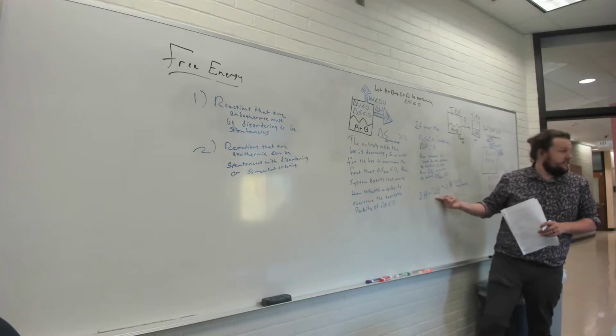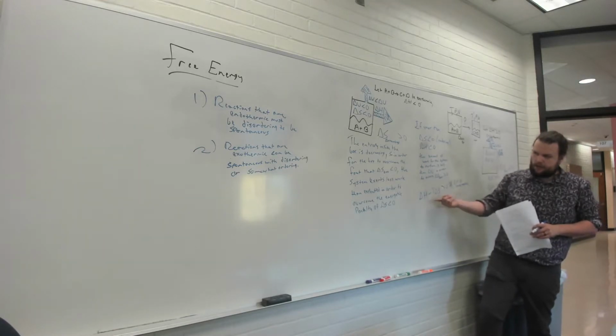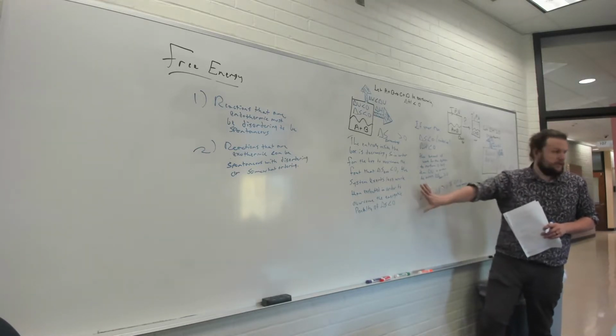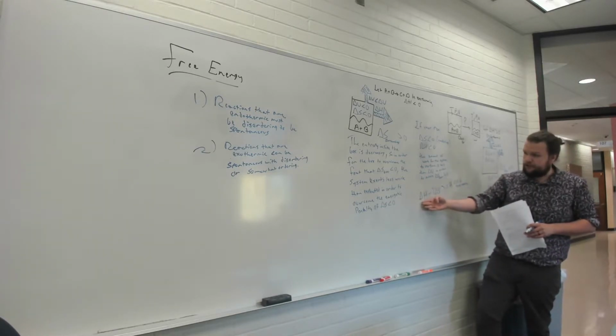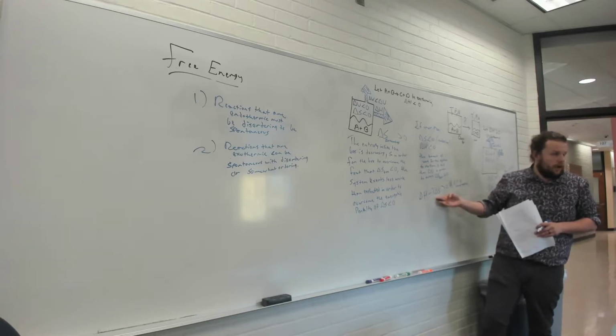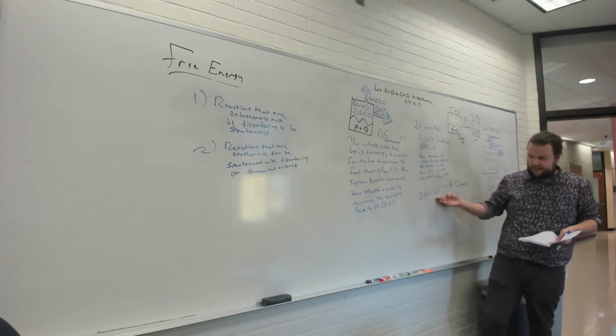And if the process is disordering, which means delta S is greater than 0, you have a negative number minus a negative number, so this is really negative. And as we'll see, that means it's very spontaneous. So if you have an exothermic reaction and it's disordering, it's going to always be spontaneous.